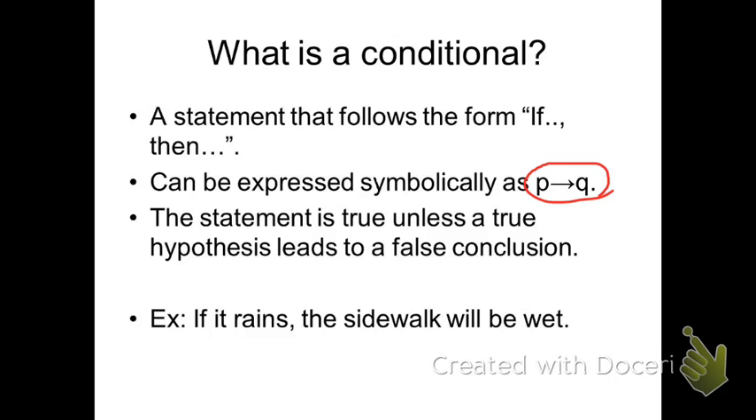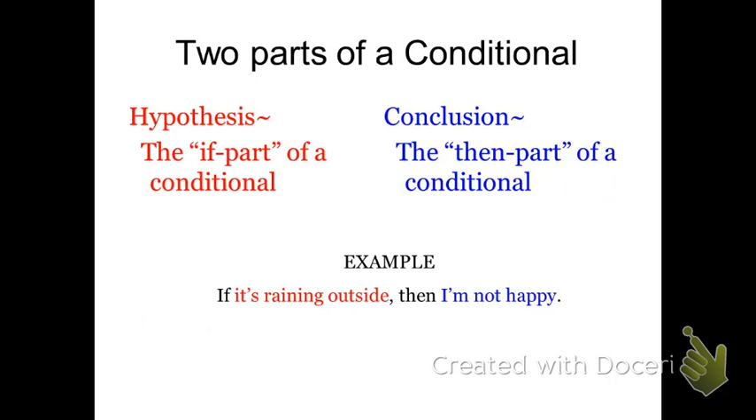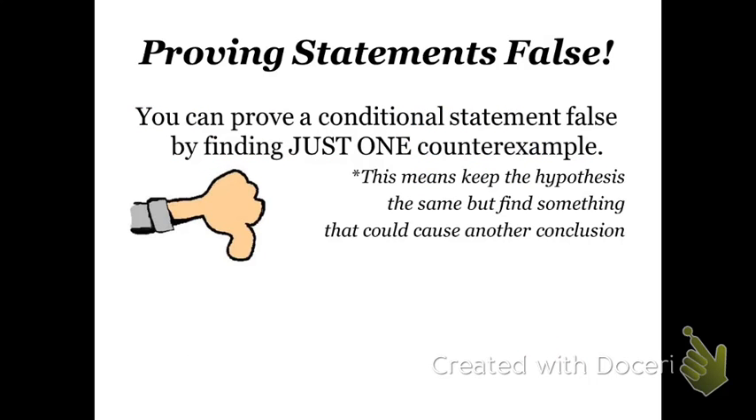So here's an example of a conditional statement. If it rains, then the sidewalk will be wet. Like we said, a conditional statement has two parts. The first part, the hypothesis, is the if part, and the second part, the conclusion, is the then part. So in this example, if it's raining outside, that's the hypothesis. Then I'm not happy would be considered the conclusion.